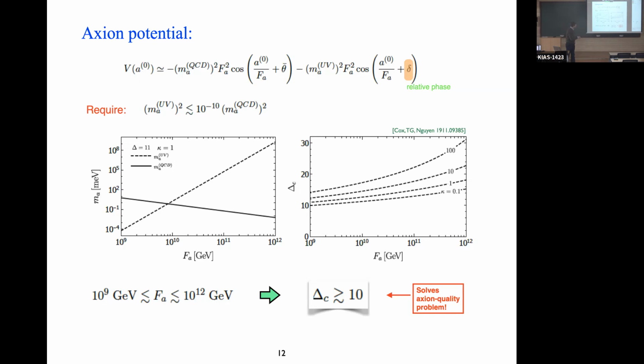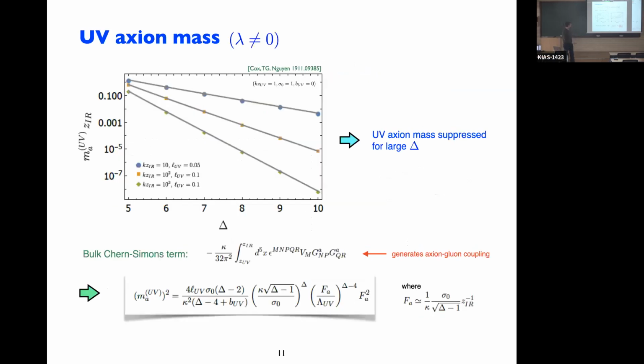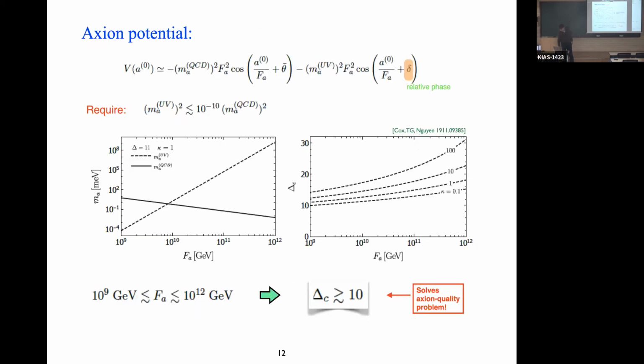And then you can plot it. Let's just go to this plot. You can plot it as a function of the decay constant. You can ask yourself, what's the minimum value of delta that you need such that you still solve the strong CP problem? And you can see that for ranges of kappa, the coefficient in the Chern-Simons term, which is typically an order 1 number, the minimum value that you need for this dimensionless parameter delta is 10. And that will solve the quality problem for this range.